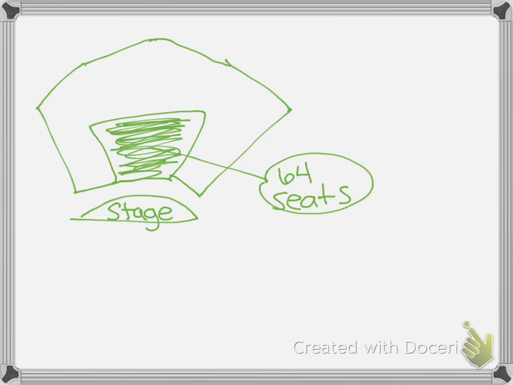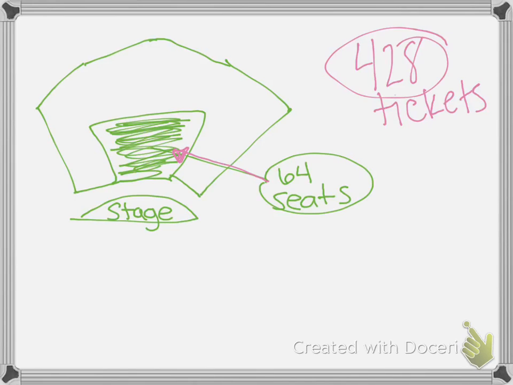Okay, here is your next problem that I'm going to give you. This is my little arena, and you can see the stage, and in this green area that's colored in, there's 64 seats. I want to pretend that this theater sold 428 tickets. So go ahead and write that down in your spiral. A section in this theater has 64 seats, which we can see right here. This section has 64 seats. How many sections must there be to seat all of the ticket holders?